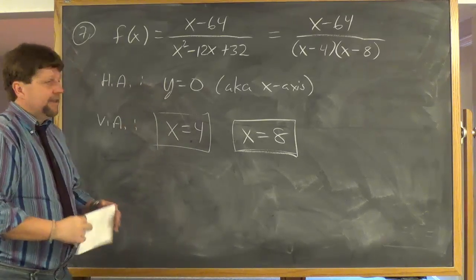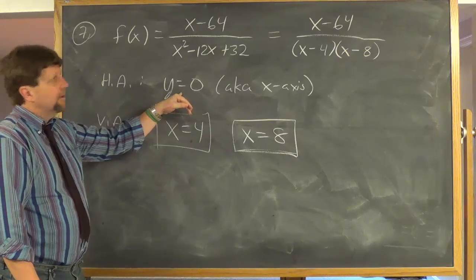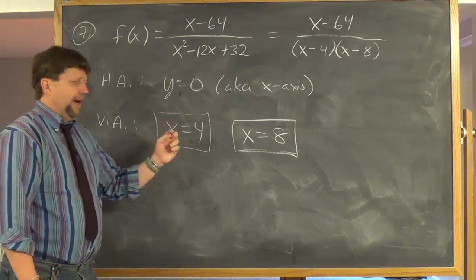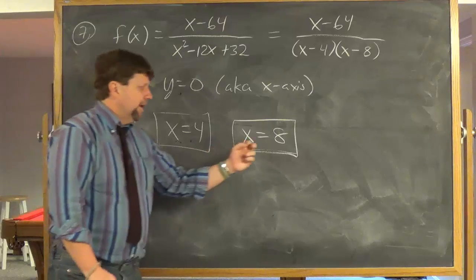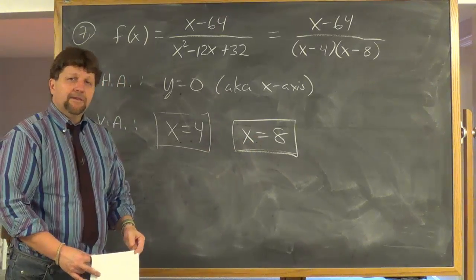So in number 7, you have a horizontal asymptote at y equals 0. You have two vertical asymptotes, x equals 4 and x equals 8. And that's all there is to number 7.